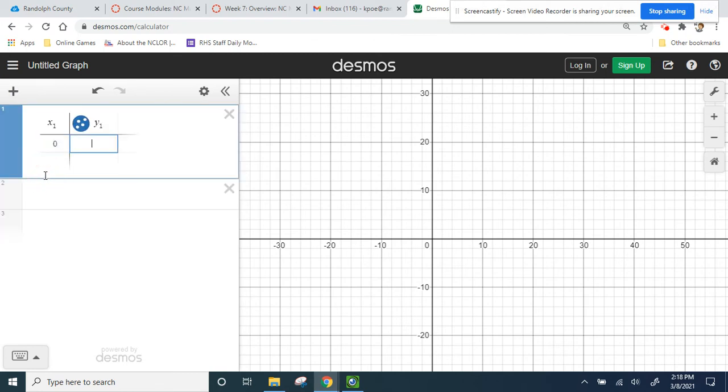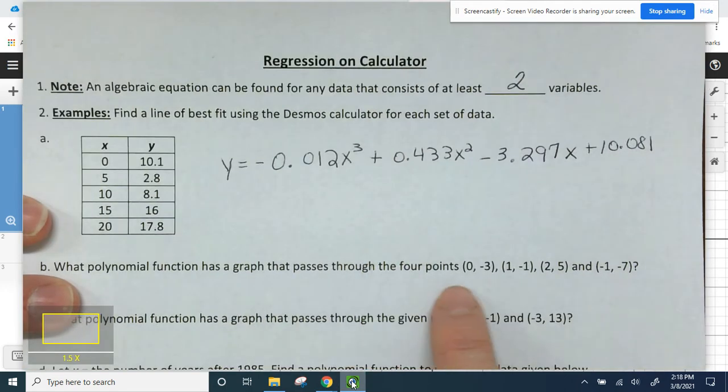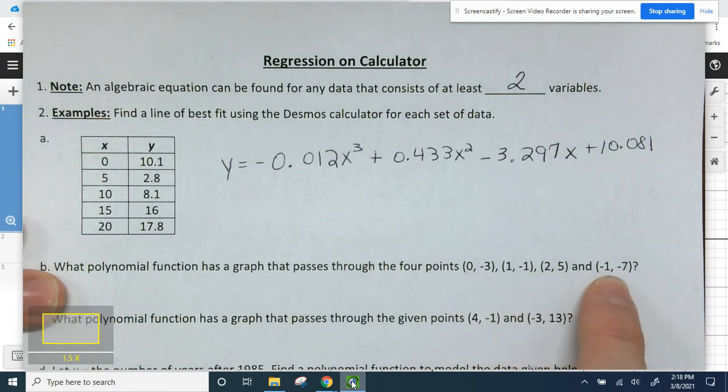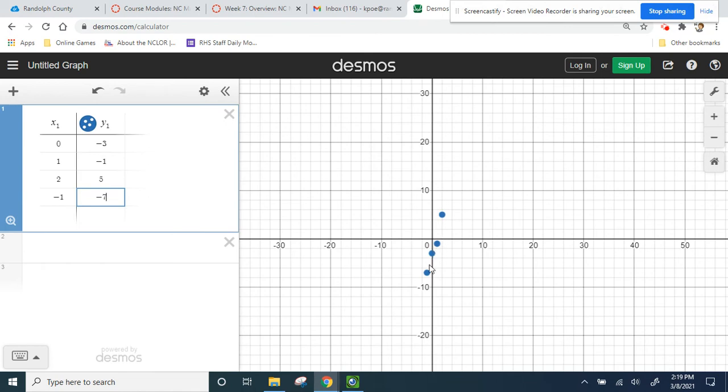We're going to do 0, negative 3, 1, negative 1. And I'm taking these straight from the paper. 2, 5, and negative 1, negative 7. Those came from right here on your paper. These points right here, I just keyed those in. All right, so there's our points. Now that does not look like a straight line, but let's see.